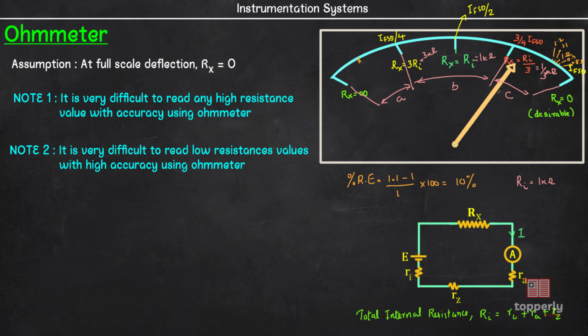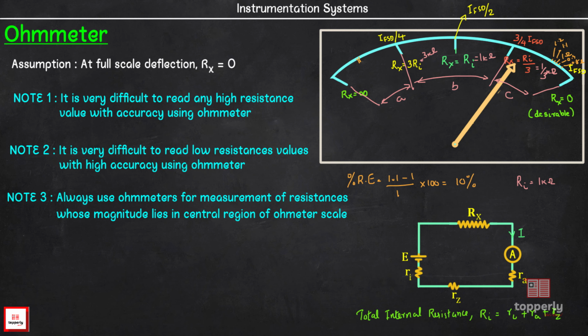So if you are using ohm meters for measurement of resistances, it is best to choose ohm meters whose total internal resistance Ri is comparable with the resistance to be measured. This ensures that the measurement will occur at the central region of the scale where the readings are not too crowded and also the relative error is less. Therefore, as a note, we can say that the central region of the scale is the ideal region where the accuracy of readings are best.